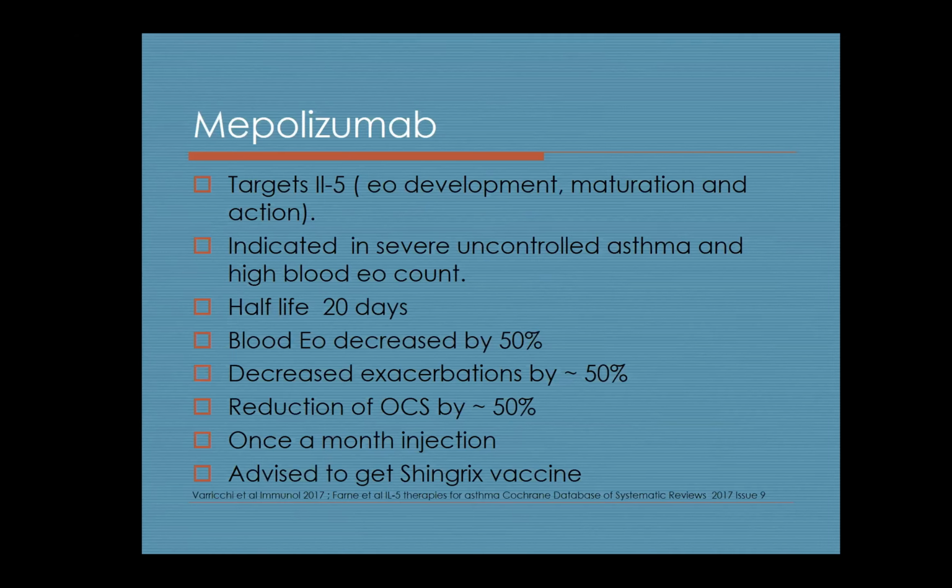MEPO, anti-IL-5, eosinophil maturation, indicated in severe uncontrolled asthma with high eosinophil count. Half-life is 20 days. Blood eosinophils are decreased by 50%. Exacerbations decreased by 50%. Reduction of all corticosteroids by 50%. 1 month injection. You need to have your Shingrix vaccine beforehand because there is an increased incidence of developing shingles after starting MEPO.